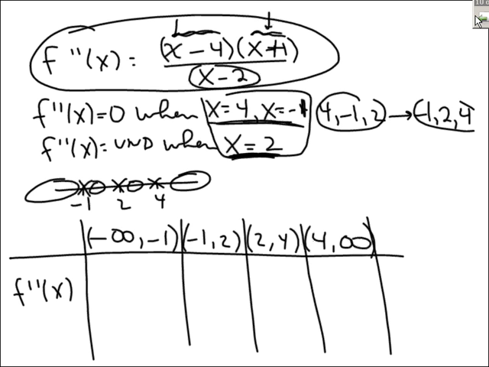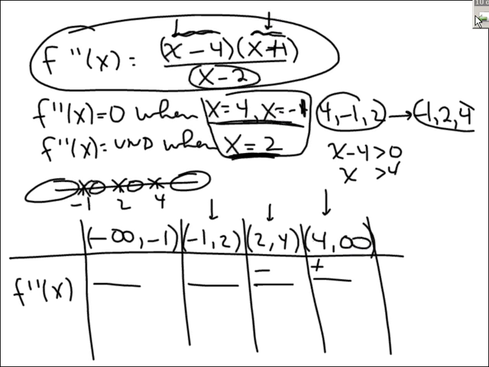Okay, now we need to fill in the table. In the table, it's clearly a fraction. We have 2 factors on top and 1 in the bottom. Let's look at the first factor on top. This is positive when x is more than 4. Only this interval has x's bigger than 4. Numbers between 2 and 4 are not more than 4. It's negative. Numbers between negative 1 and 2 are not more than 4. It's going to be negative there.